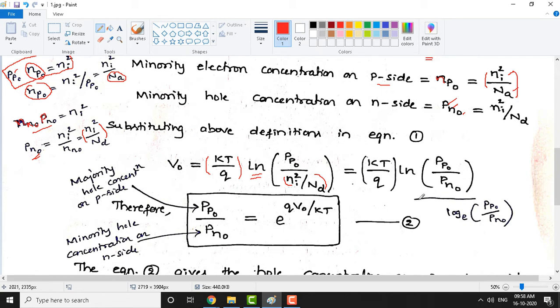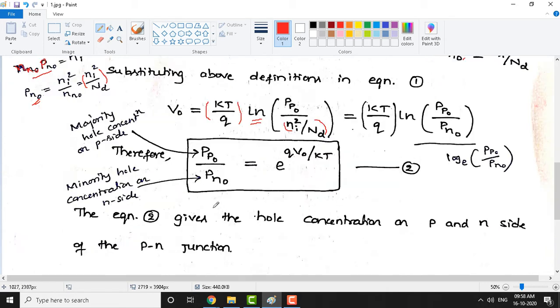So this equation is also equivalent to log E. Many times we forget ln as log E. It's not log 10, it is log to the base E. So Pp naught by Pn naught, this complete underlined term is equivalent to this. Now you can cross multiply this, you can send this q to the left hand side, that gets multiplied with V naught, and Kt goes to the denominator, and now this E becomes an exponential here. So Pp naught by Pn naught, now you can see the final equation.